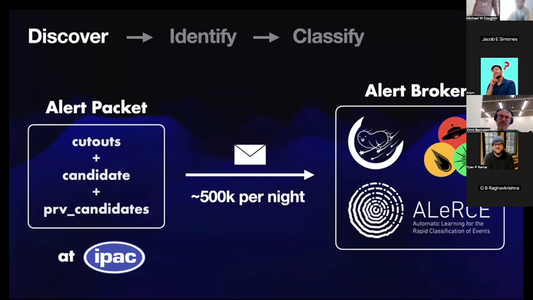And so in these alerts, you get that information for every 5 sigma fluctuation that's identified. This is processed at IPAC, which is at Caltech. And for ZTF, you get around 500,000 per night. For Rubin, as we mentioned yesterday, that number is much closer to 20 million.